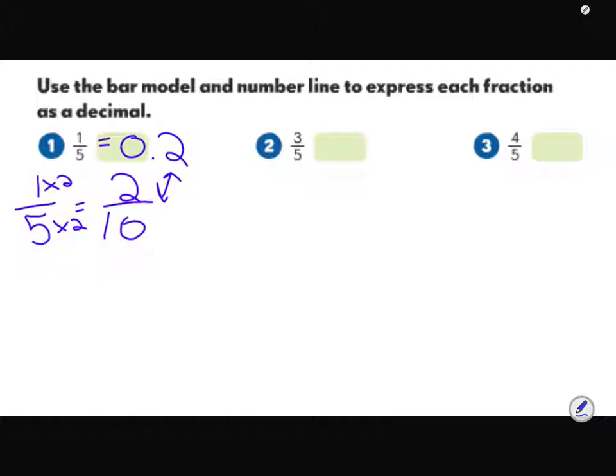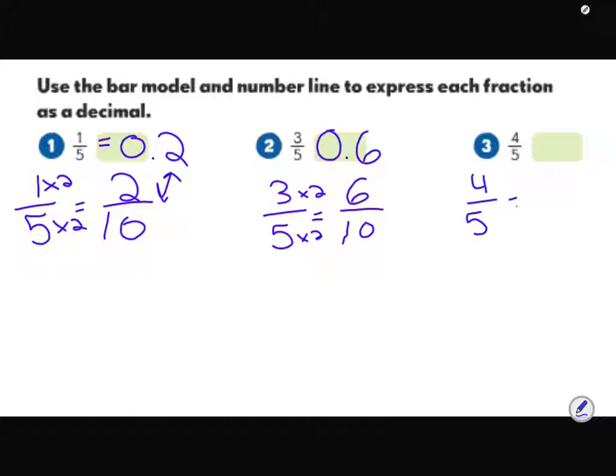These two match each other. 3/5. Again, I already know that I'm going to be changing 3/5 to tenths. I know that's times 2, and that's times 2. I get 6 tenths, so 3/5 equals 6 tenths. Last one, I have 4/5. I'm going to make my fifths into tenths times 2, and I get 8 tenths, 8 tenths.